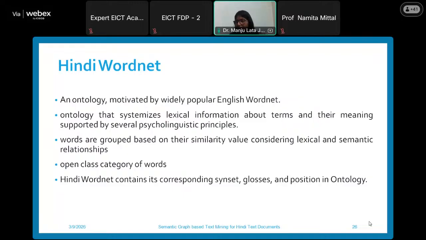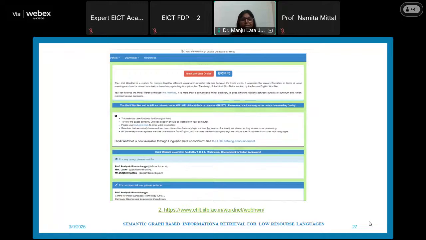If a term is there, suppose woman or aurat is a term, the set of all synonyms will be there. The gloss means narration of that particular term, including an example of how it is used, and the position in the ontology, a broad ontology of that particular term. So that is how Hindi WordNet is constructed.